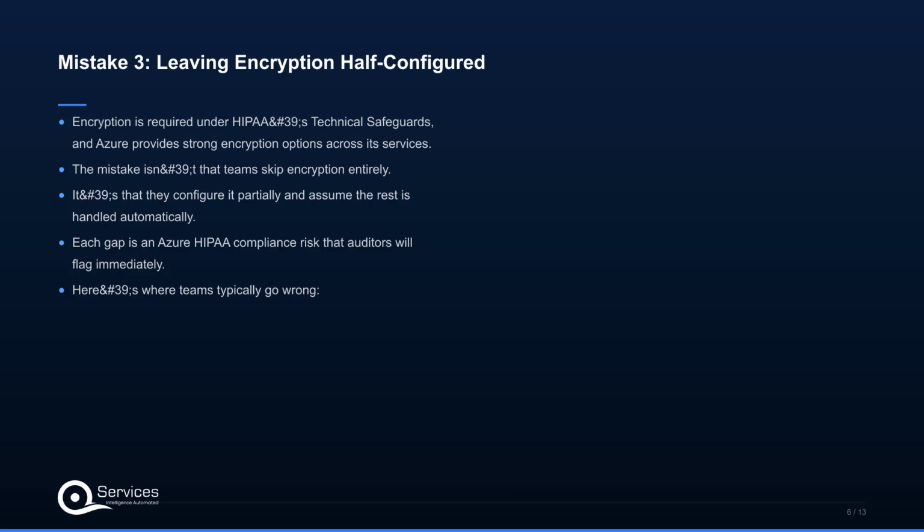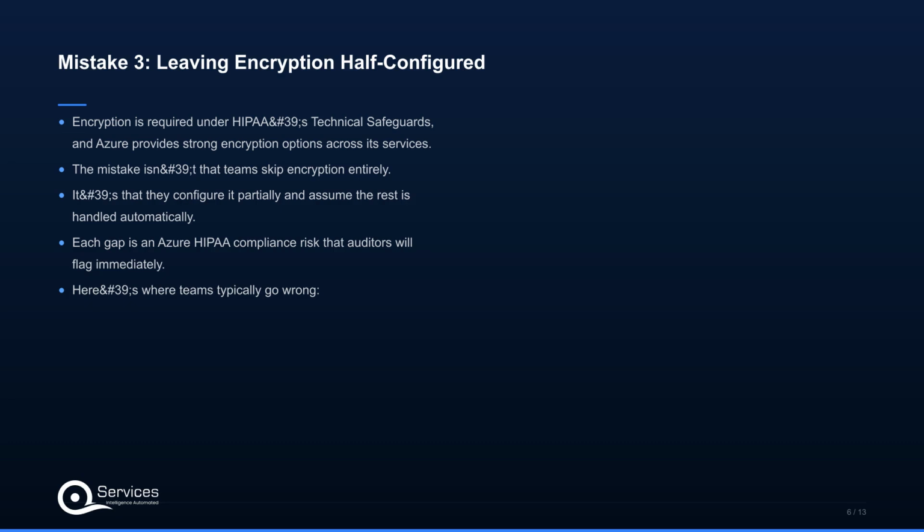Next up, mistake 3, leaving encryption half configured. Encryption is required under HIPAA's technical safeguards, and Azure provides strong encryption options across its services. The mistake isn't that teams skip encryption entirely. It's that they configure it partially and assume the rest is handled automatically. Each gap is an Azure HIPAA compliance risk that auditors will flag immediately. Here's where teams typically go wrong.